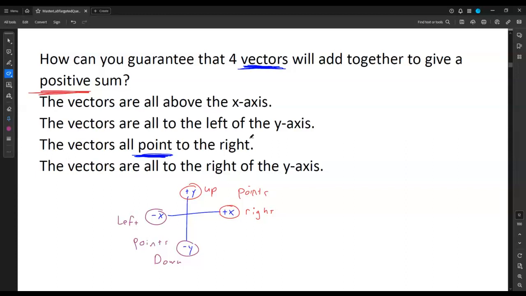Well, the only one of these that even really mentions where these point is here, and we wanted a positive answer. So yeah, that makes sense. Pointing to the right would give a positive x value and give a positive sum. Keep in mind how this can change. It can ask for negative. It could be in orientation vertically or horizontally. So just use your judgment to see what you need.